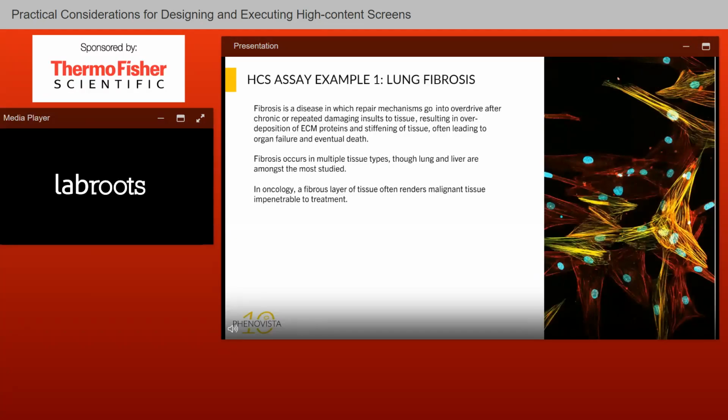Interestingly, it's also implicated in cancer biology too, where you can get a sort of a coating of tumors in a fibrous network that then makes it difficult for treatment to occur.